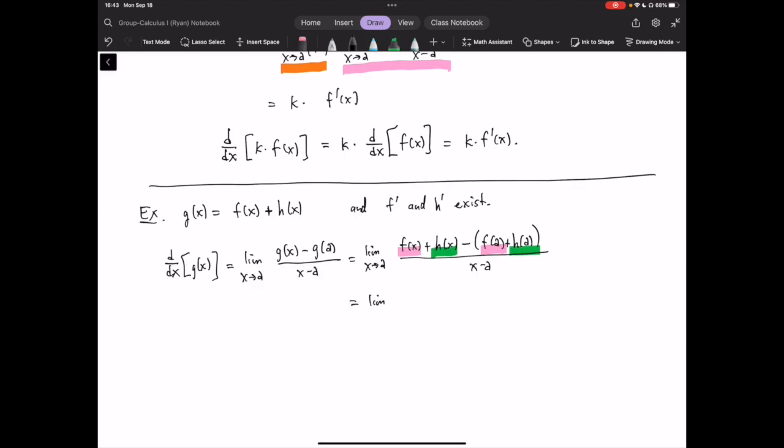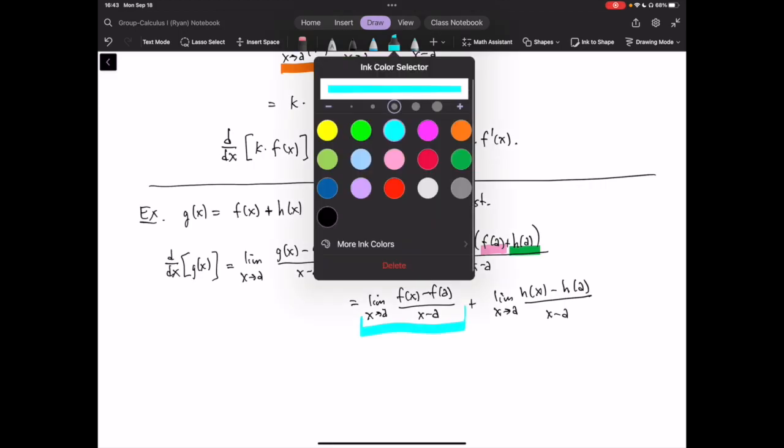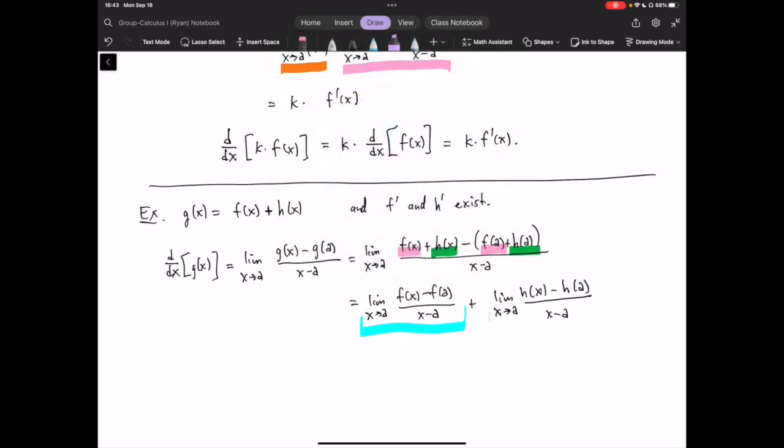All right, so now we can break up the pink and the green here, and we can write it as two separate limits. The limit as x approaches a of f of x minus f of a all over x minus a, plus the limit as x approaches a of h of x minus h of a all over x minus a. And once again, provided these limits exist, we know what they are. So this limit is the derivative of f, that's f prime of a, and this limit over here is the derivative of h, that's h prime of a.